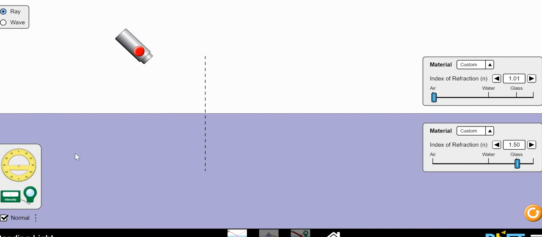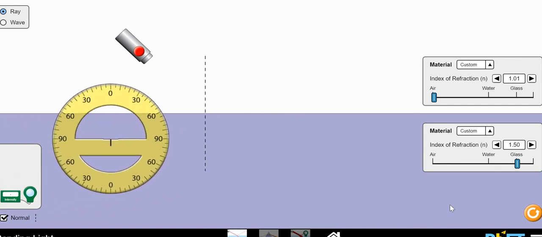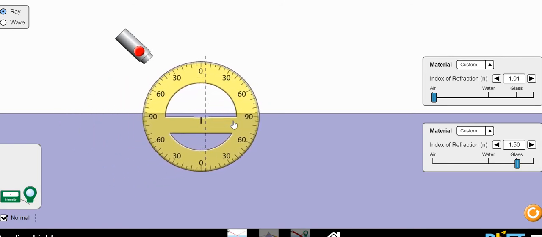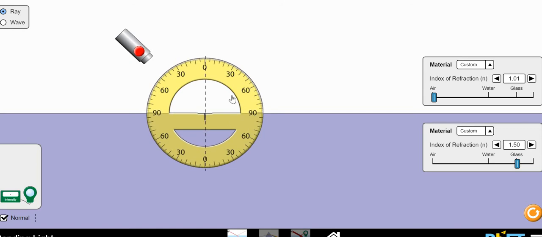Now, if I put this protractor here, I would do glass first in the lab because it bends more and it's easier to do. So I'm going to put this protractor up here, and notice how I have to get that line right on the dotted line there. See how 0 is on the dotted line, and you want it as perfect as you can get it. Notice that at 0 degrees, there's no bending, and you can look at the equation for refraction and see that's the case.